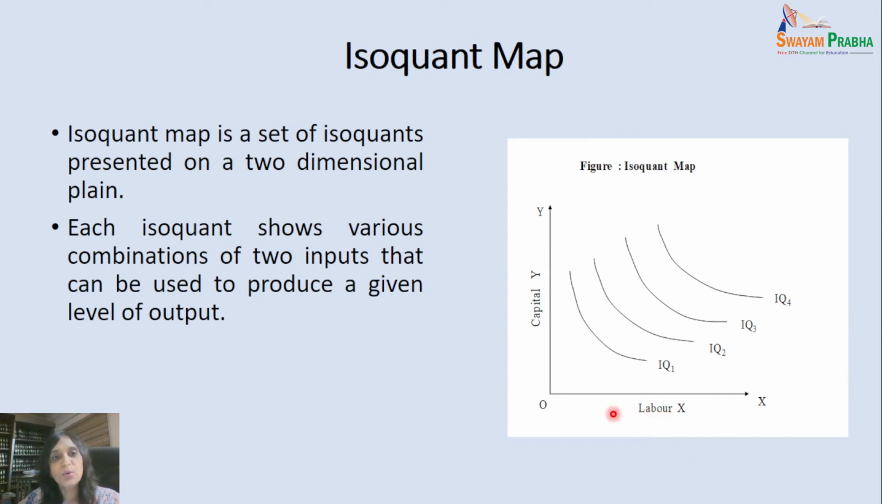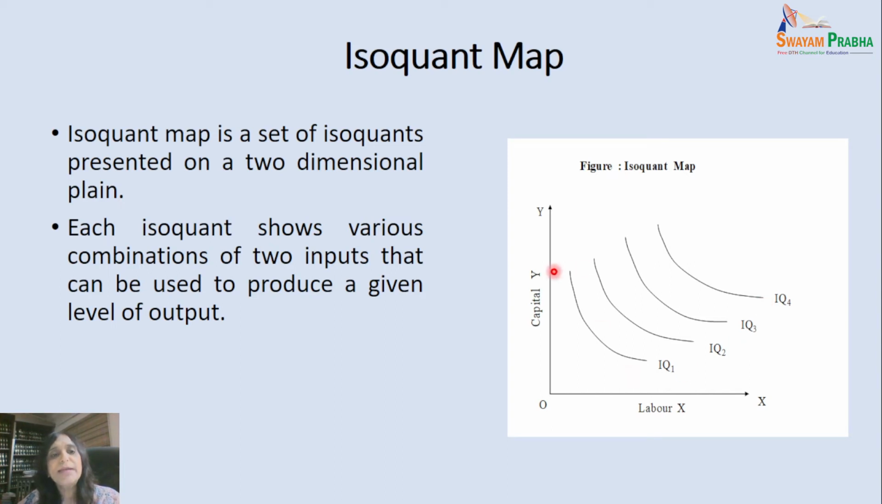What is an isoquant map? When you are plotting different isoquants on the same two-dimensional figure, this is called an isoquant map. A higher isoquant is showing a higher level of production. Very similar to the indifference curve map that we did.